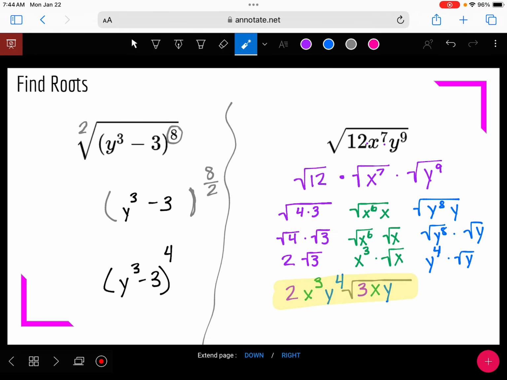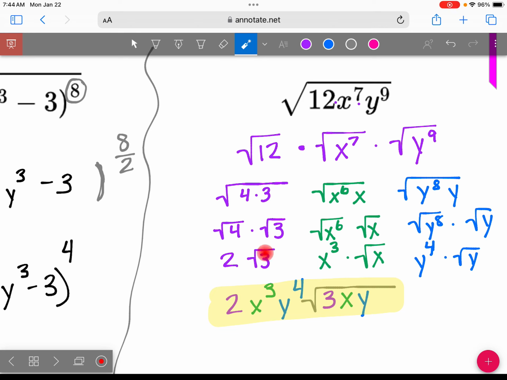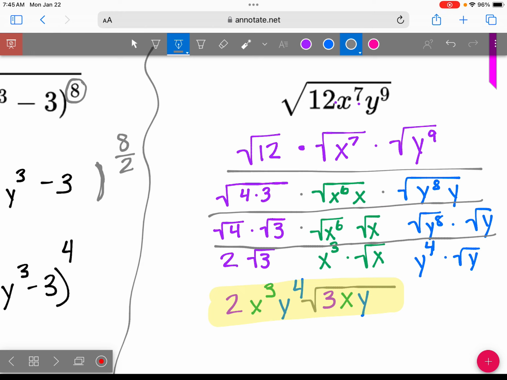The 3xy, that was all of our guys that were in the radical. So there was the 3 that was in the radical here, and my x that was inside the radical here, and my y that was inside the radical. Because these are all separate lines, but they're all the same thought. So we just did them one at a time vertically.